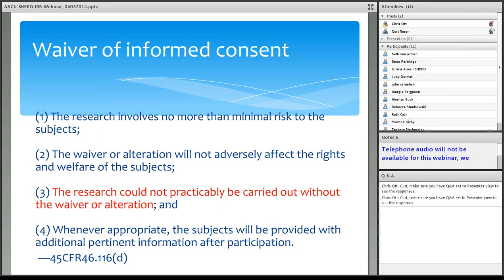It just doesn't mean you can't do it. It just means that it's not exempt, and that the IRB will want to review it. It doesn't mean that you can't waive informed consent. You have to make the case then.